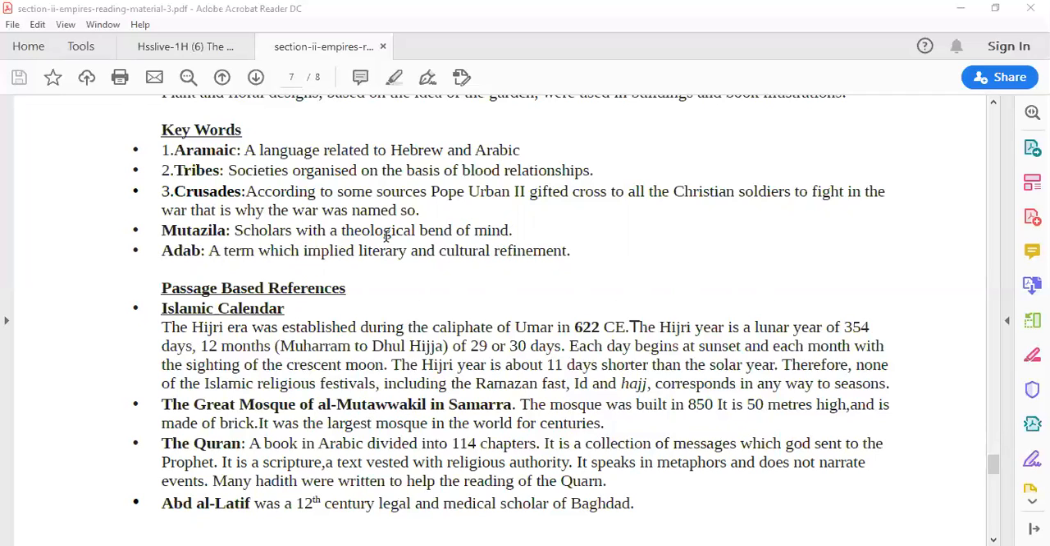The Hijri era is established during the Caliphate of Umar in 622. The Hijri year is a lunar year. That means we have 11 days difference between the solar year that we follow and the lunar year that the Hijri calendar follows. Over there they have 354 days and there are 12 months, and there are 29 or 30 days in each month. According to them, each day begins at sunset and each month begins with the sighting of the moon. And the Hijri year is about 11 days less than the solar year, that is our year.